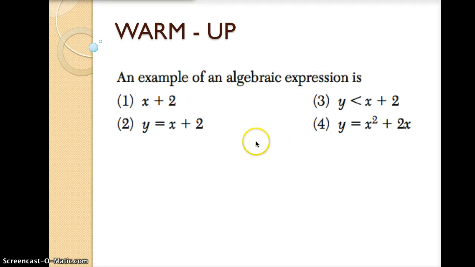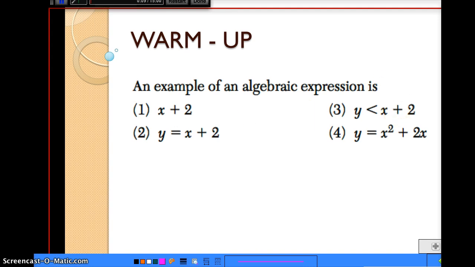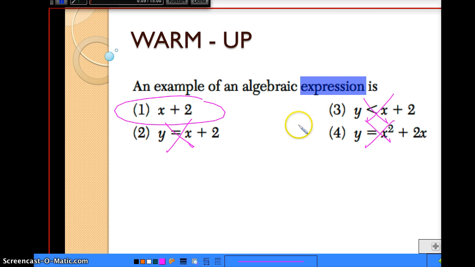An example of an algebraic expression is, well, first thing, let's notice, it says expression, which eliminates this one, because that's an equation, it has an equal sign. This one, that's an equation, it has an equal sign. And this one, because that's an inequality. So the only one that's an expression is that one. Algebraic means that it has numbers and or variables involved.